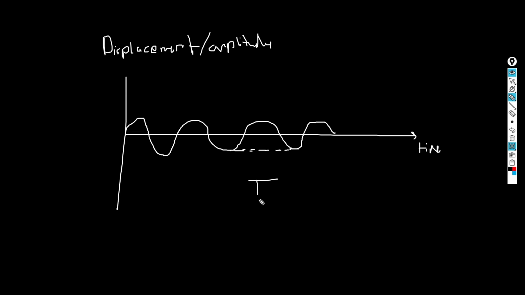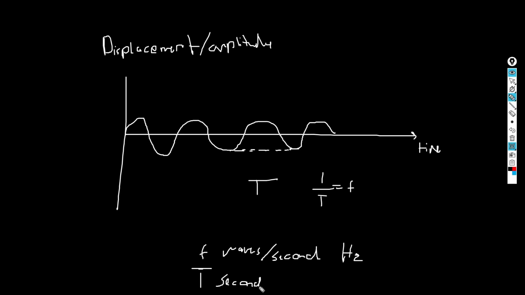And also you can get the frequency from this because you can do 1 over the period. 1 over period equals frequency. A frequency is basically waves per second, and its unit is hertz. So since a period is the inverse, it's seconds to cover one wave, so it's seconds per wave.